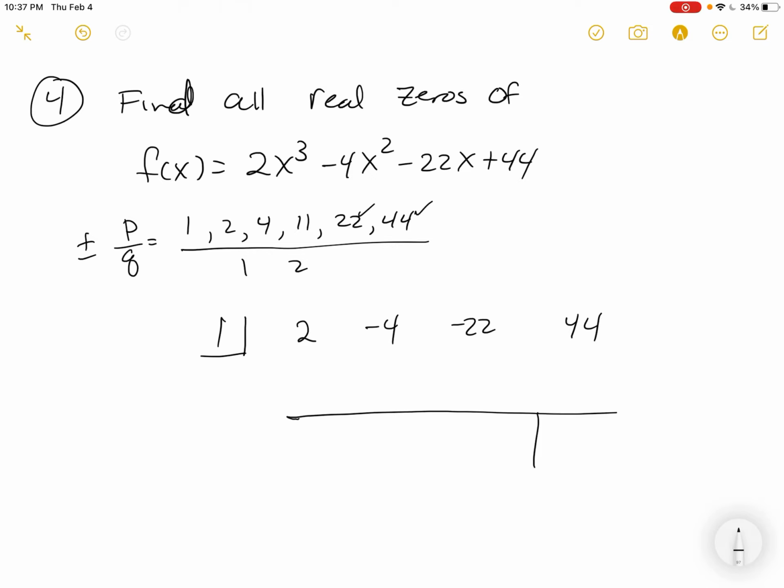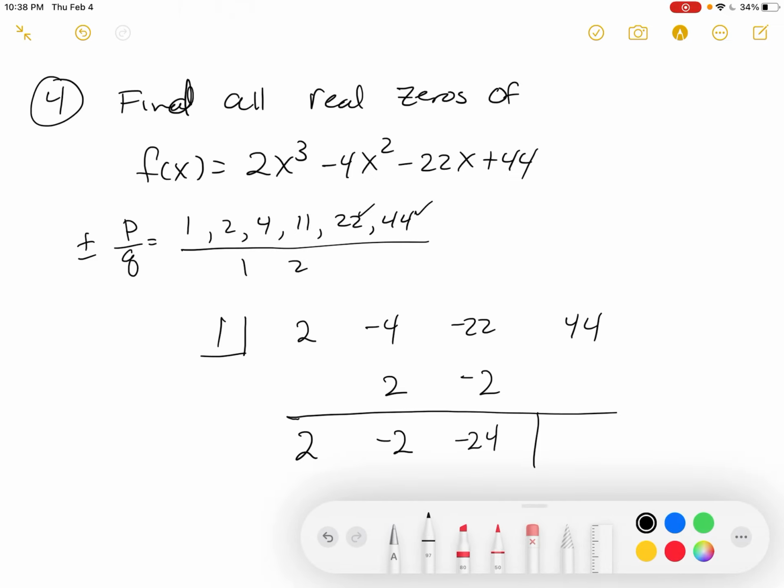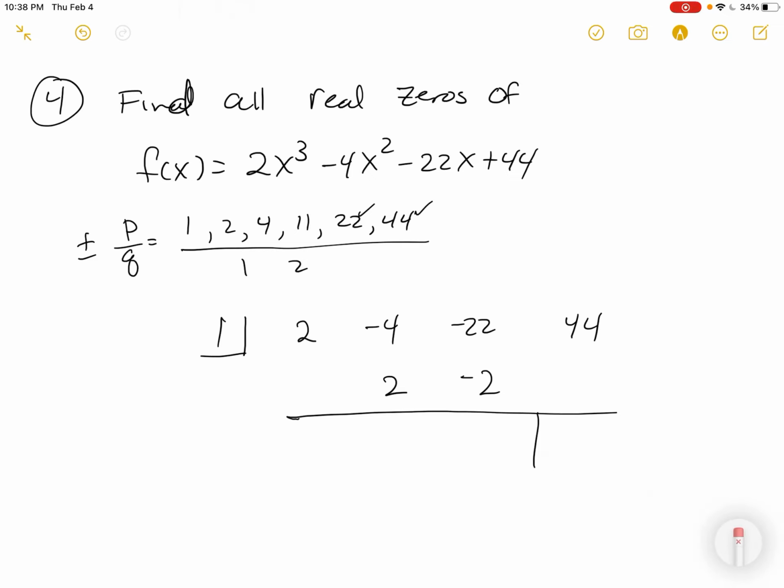As I start with the positive, I'm going to bring down the 2. 1 times 2 is 2. And then I add those and I get -2, and then I get negative 2 again, and I'm realizing really quick that I'm not going to get that 44. I'm doing things in pencil, so I'm erasing, and I know 1's out of the picture. Now I haven't ruled out negative 1, but I know positive 1's out of the picture.